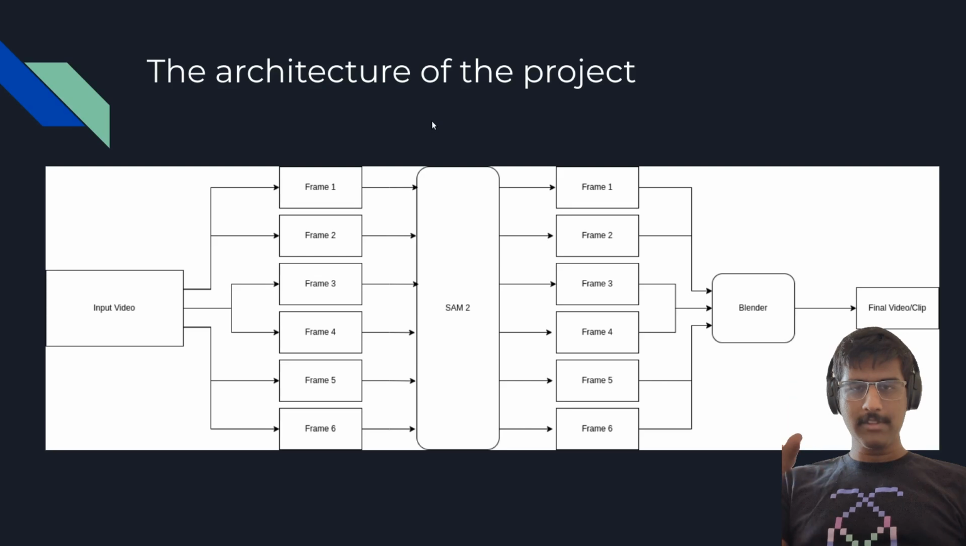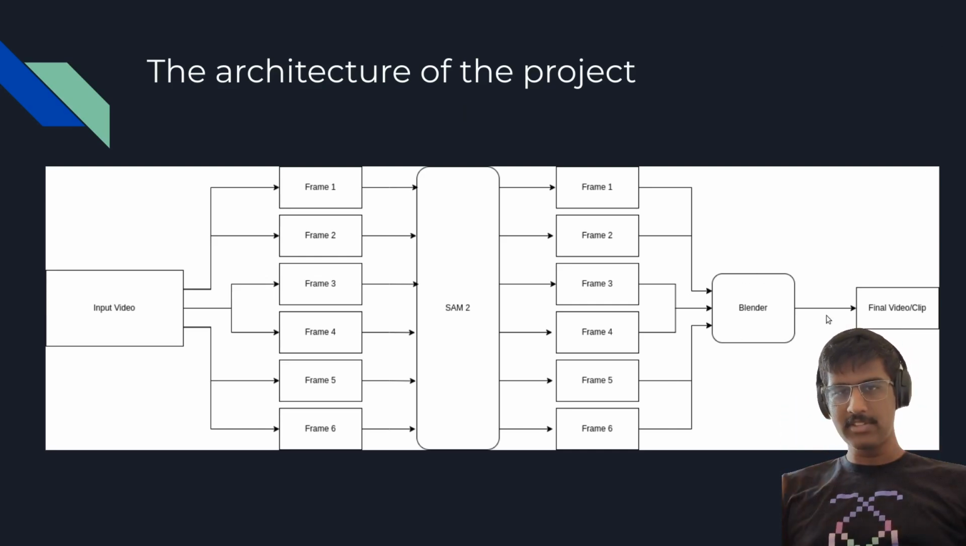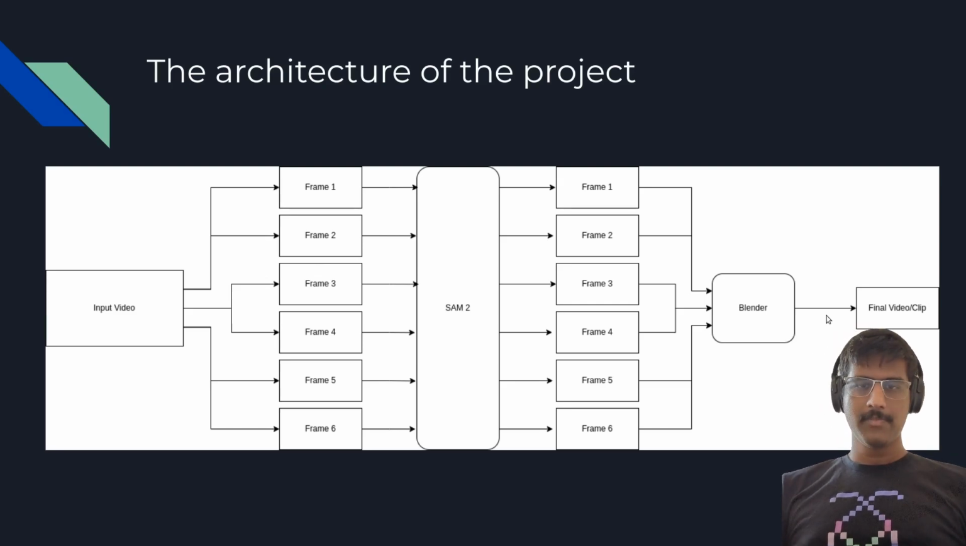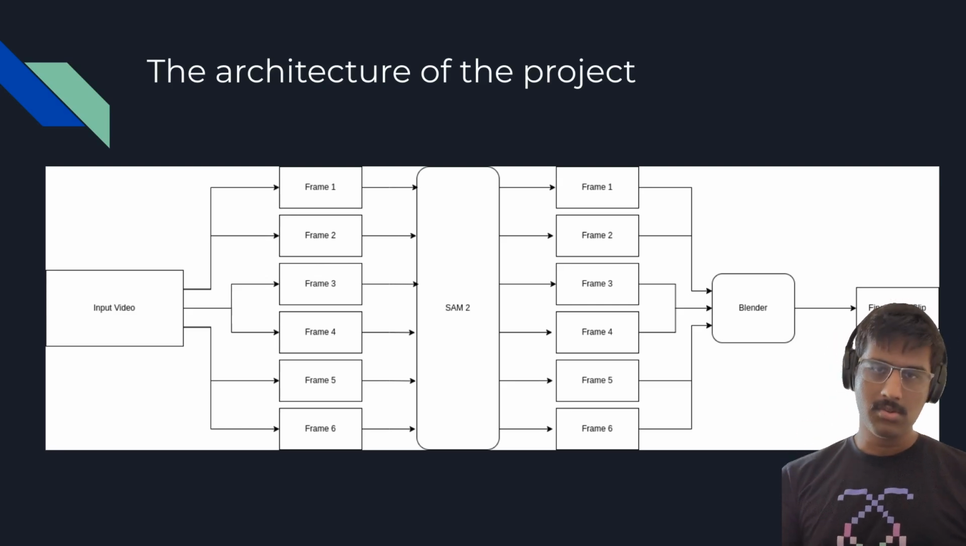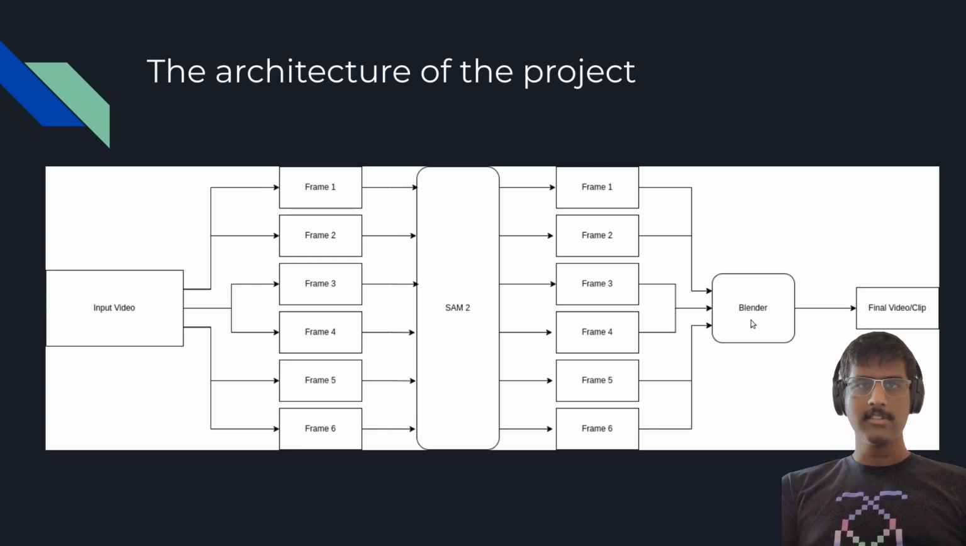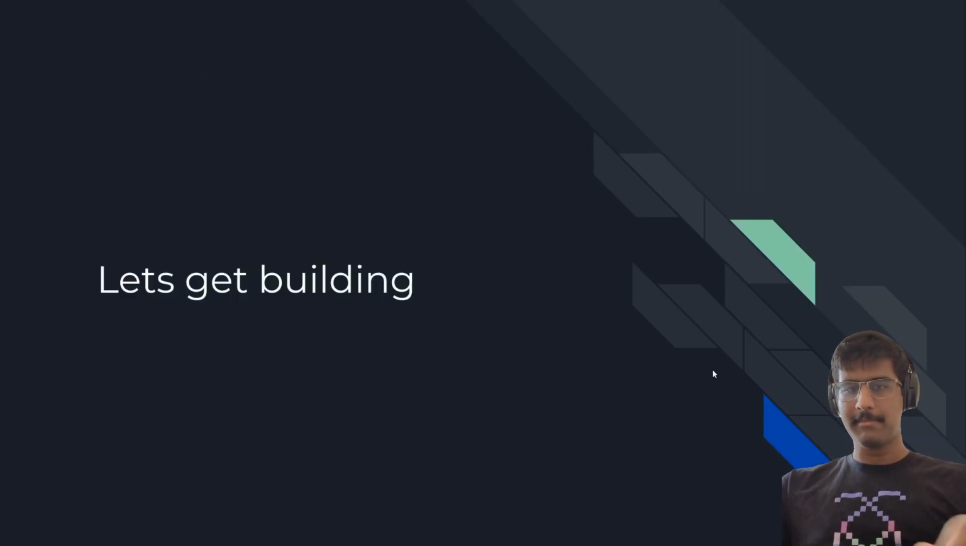Then it's going to output the frames with the actual cutout of all the stuff you want. Then we'll put that into Blender for the final stitching, and then we'll have a final video clip in MP4 or AVI, whatever format you want. Just pick the format. It's Blender. So now let's get building.